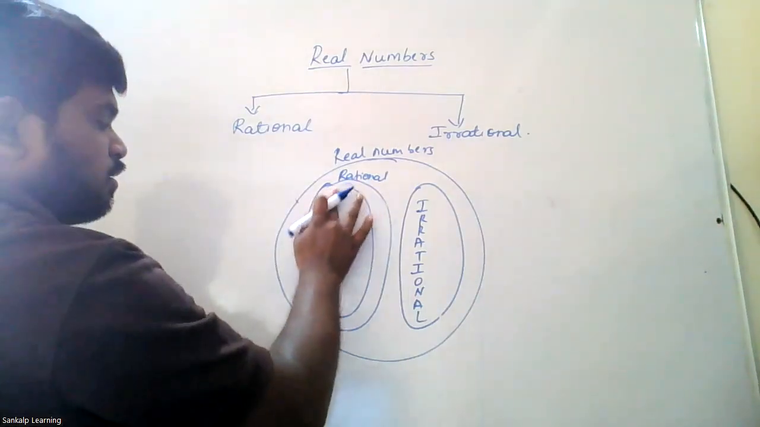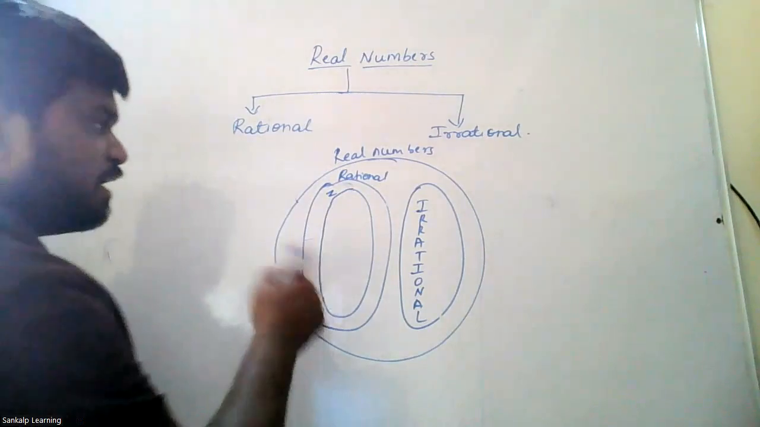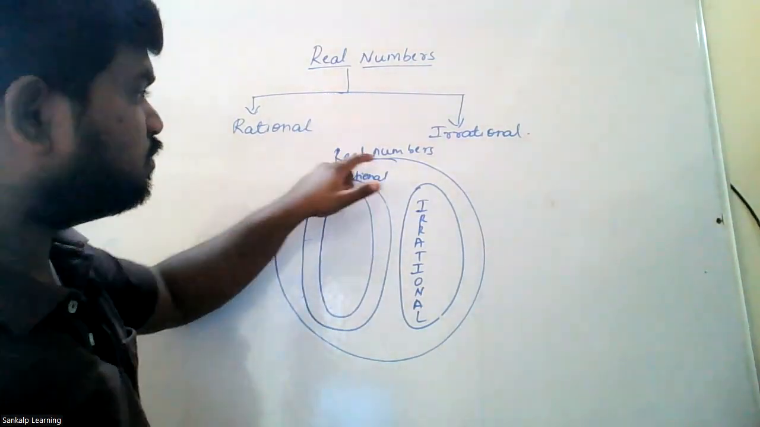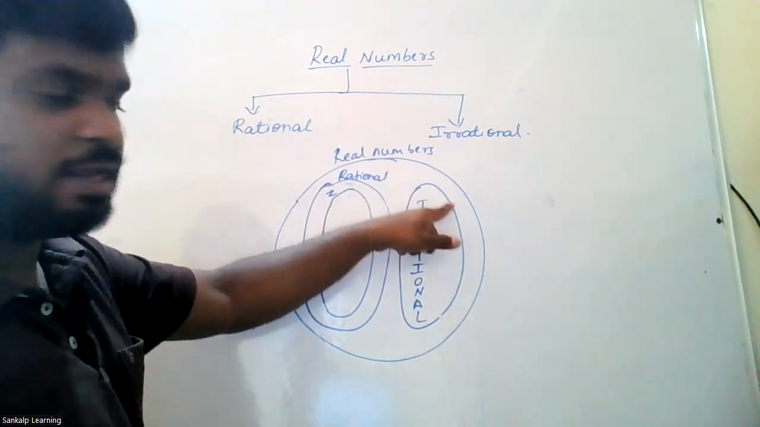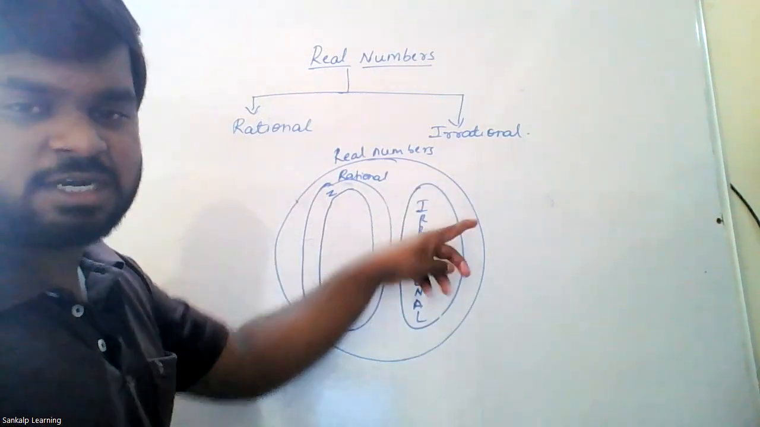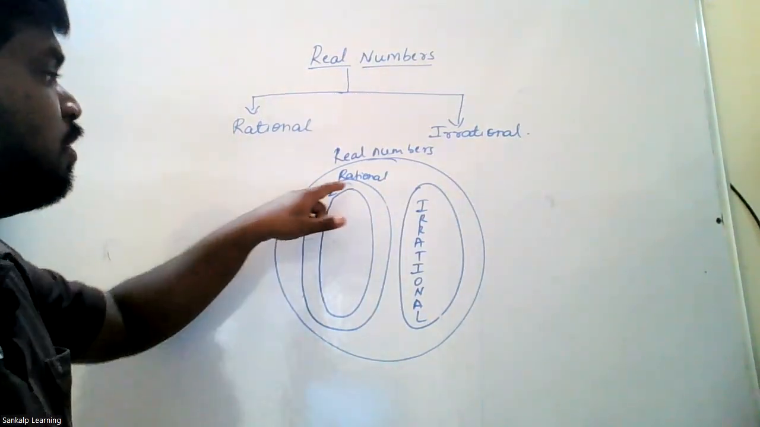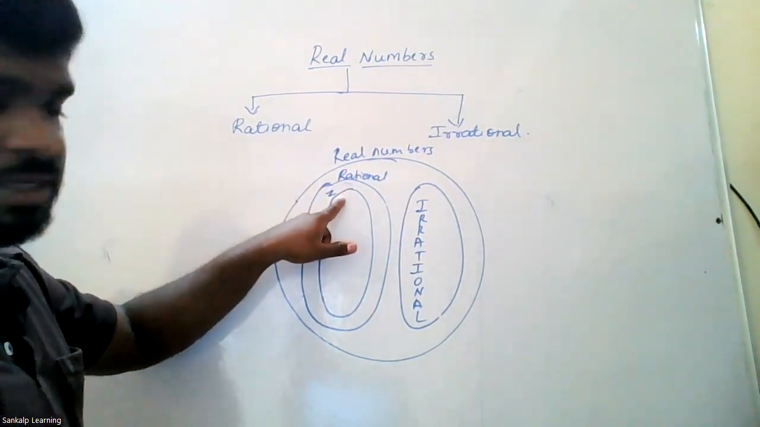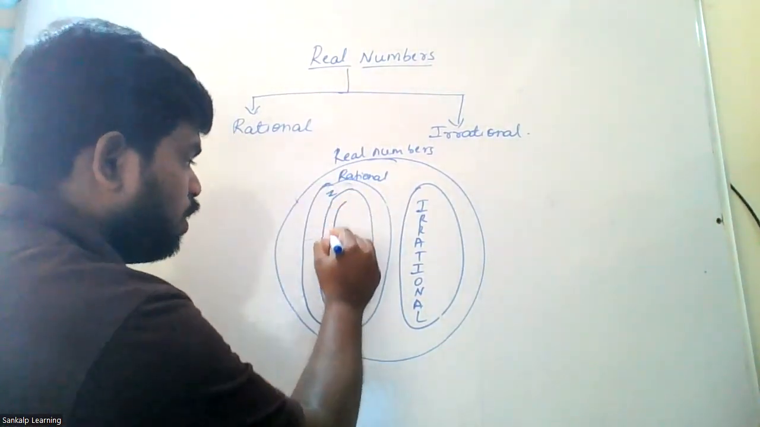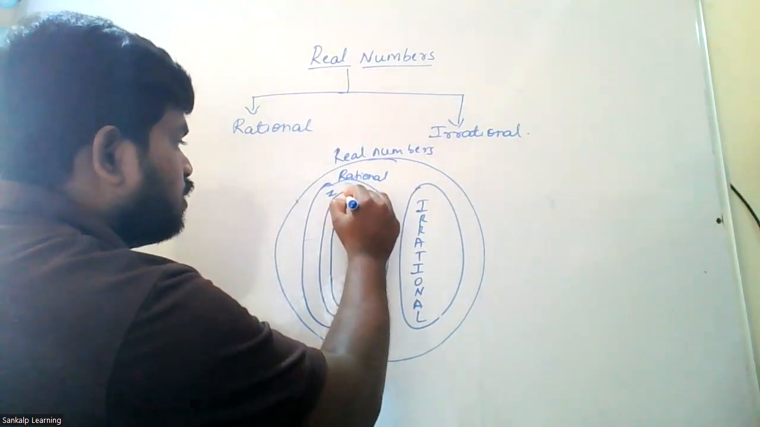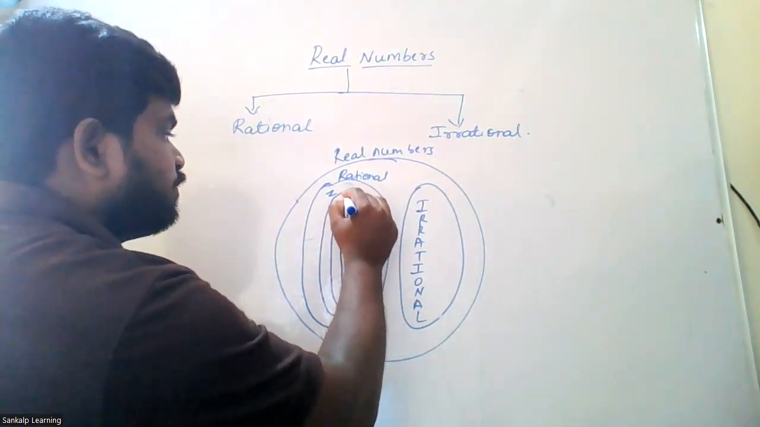He's the big boss who has got 2 persons under him, rational and irrational. Irrational doesn't have any person inside him. No one is working below him. This rational has got integers. The next lowest level is whole numbers, and the next lowest is natural numbers.